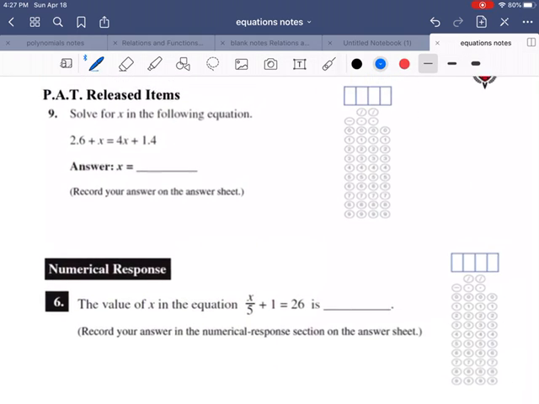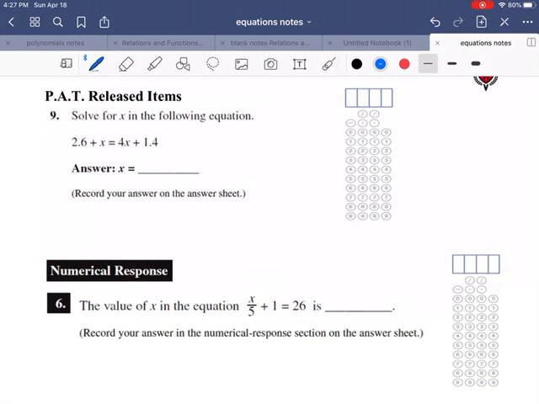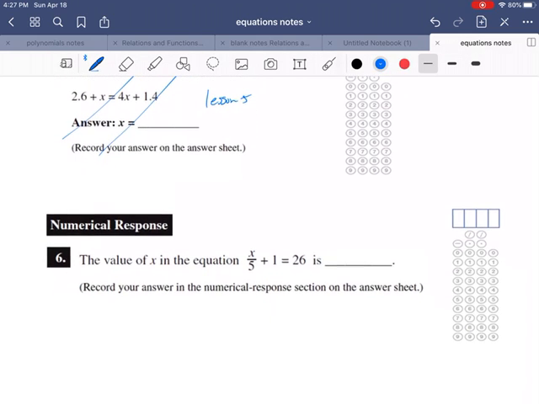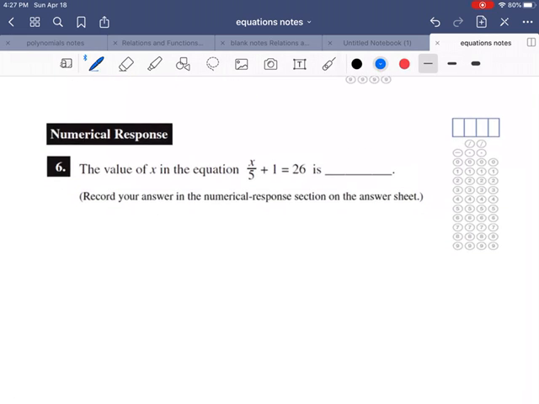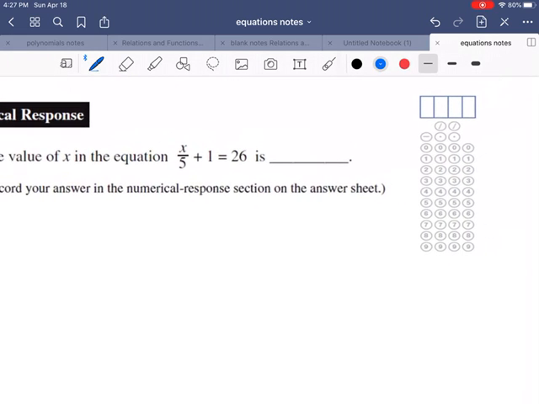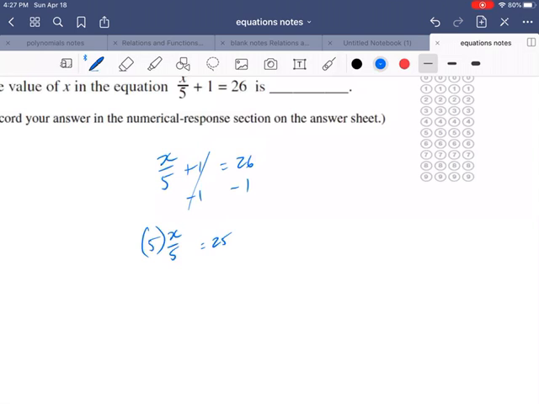Here's a PAT question. We're actually going to skip this one because this is a lesson 5 question where there's variables on both sides. But we will do this one. So x over 5 plus 1 equals 26. So deal with the positive one first by subtracting 1. So x over 5 is equal to 25. And then multiply by 5. 25 multiplied by 5 is 125. And that would be your answer.